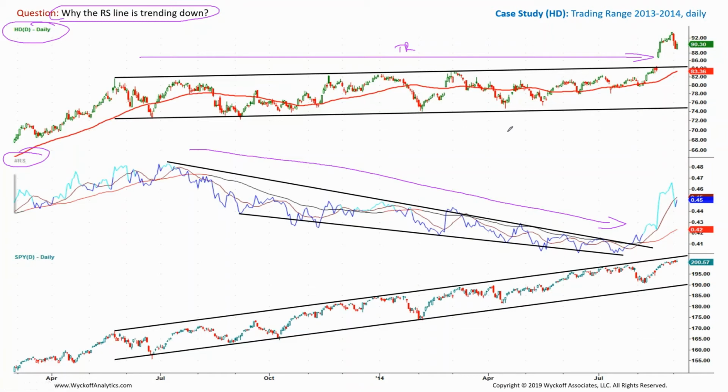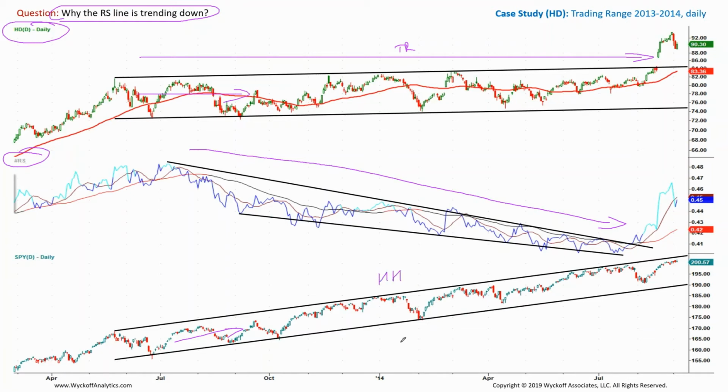Okay, some answers are coming in. The market is moving higher at a faster pace than Home Depot. Difference between the slopes of the trading ranges, okay, which is basically the same. Slope for the stock, slope for the market. Underperforming the market on the up move. Yes, all of you guys are correct.